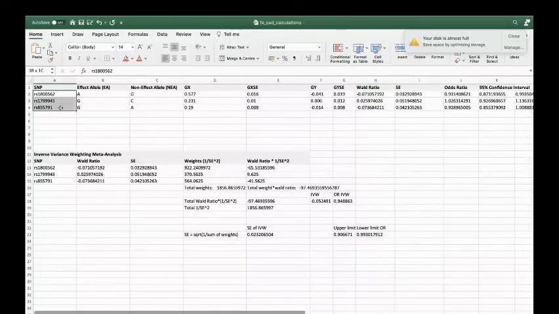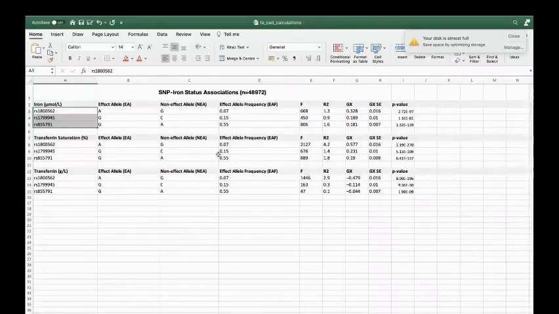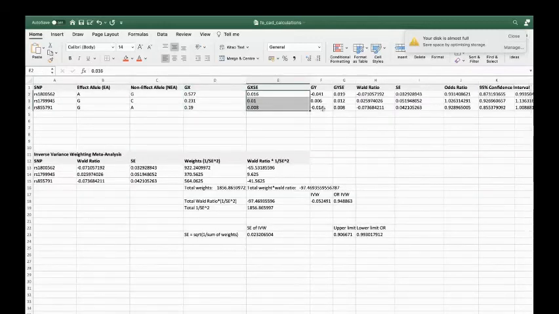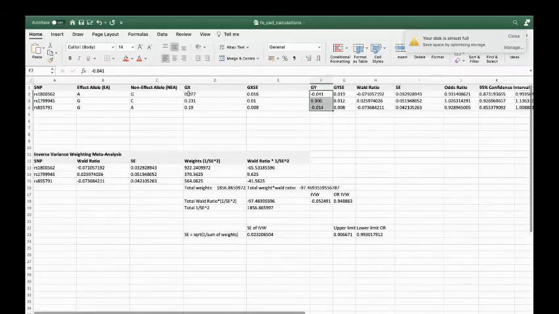So again, the SNP, the effect allele, the non-effect allele, and again, this is for transferrin SATs. So this is the association between the genetic variant and the exposure. Remember 0.577, and that is from here. That's the standard error of that association. And then we have the outcome data. So that's GY, and that is taken from here. So again, the exposure and the outcome data are taken from two separate non-overlapping genome-wide association studies.